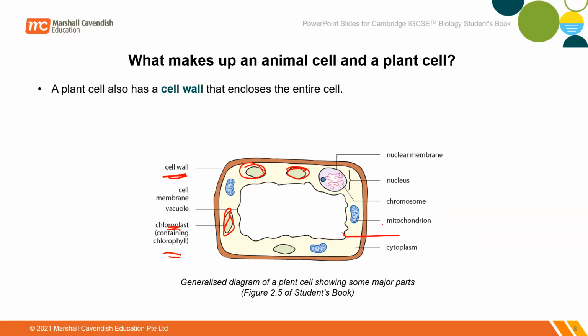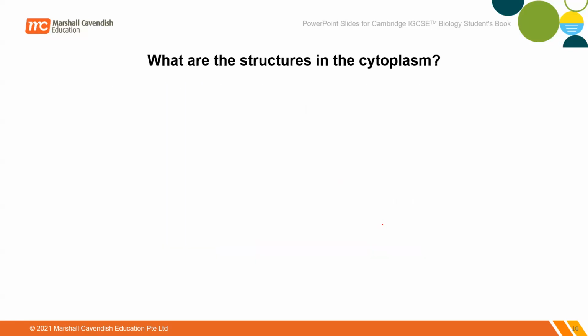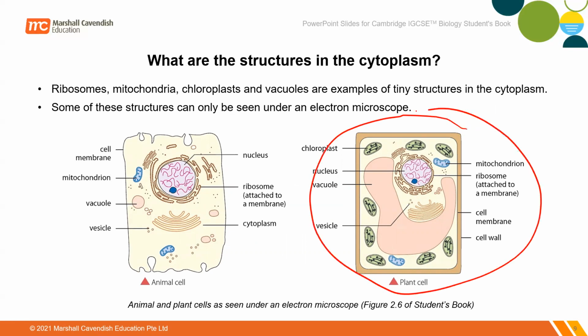The vacuole is a big, large structure found in the middle of the plant cell, and it stores all of the water and minerals in the cell. Okay, so this is the typical shape of the plant cell and animal cell. You cannot imagine, guys, how CIE examiners love this drawing.